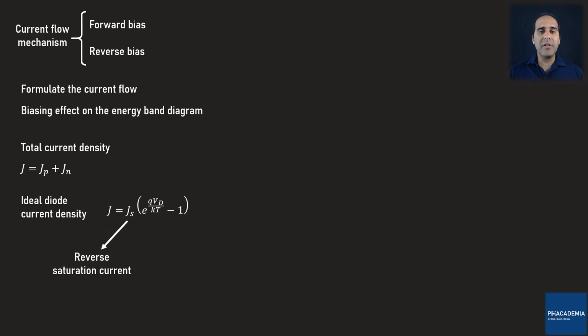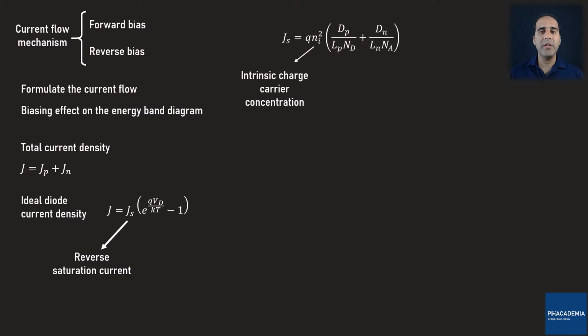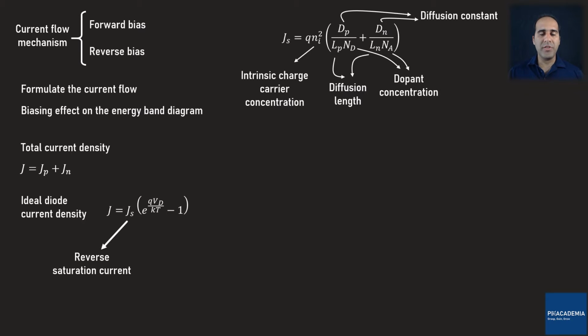Js is called the reverse saturation current and is obtained using this equation. As you can see, the reverse saturation current depends on the intrinsic concentration Ni, diffusion constants Dp and Dn, diffusion lengths Lp and Ln, and the dopant concentrations Na and Nd. I already talked about the diffusion lengths Lp and Ln. In case the definitions of Ln and Lp are not yet clear, please watch the previous lectures of this course.